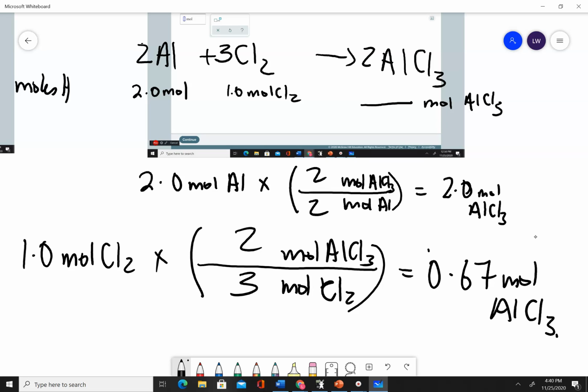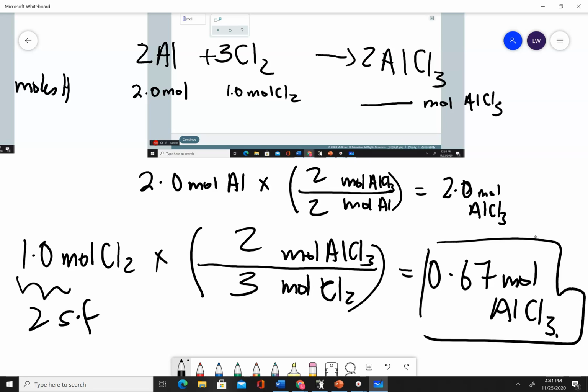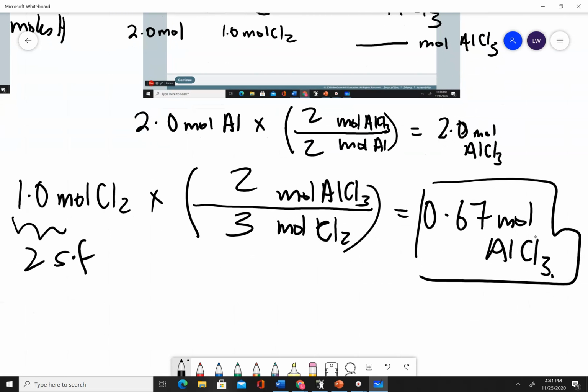So this number is the smallest of the 2. What's going to happen is the aluminum will react with the chlorine. It'll keep reacting, and aluminum and chlorine will get consumed. I'll produce 0.67 moles of aluminum chloride, at which point I would have run out of the chlorine and the whole reaction will stop. So this is the maximum amount of aluminum chloride I can make. This had 2 sig figs, and so that's why my answer here has 2 sig figs.